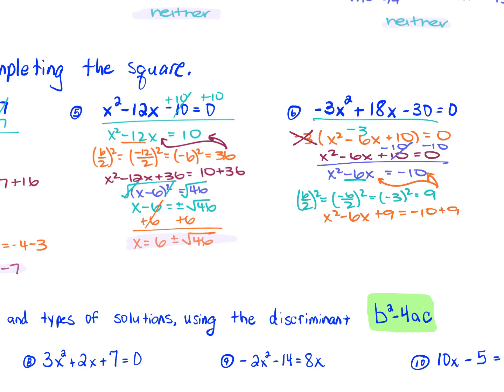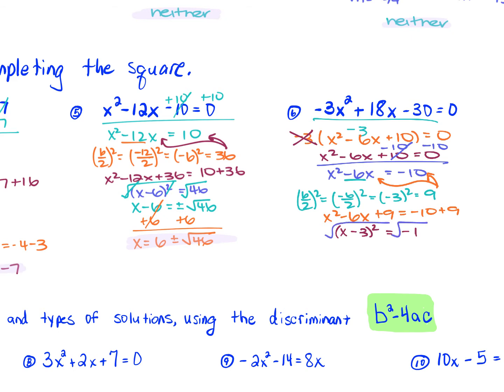In 1.5, we went over, when you take the square root of a negative, it becomes an i, right? So keep that in mind when you do this. Factor the left side, add your right side. You have x minus 3 squared is equal to negative 1.